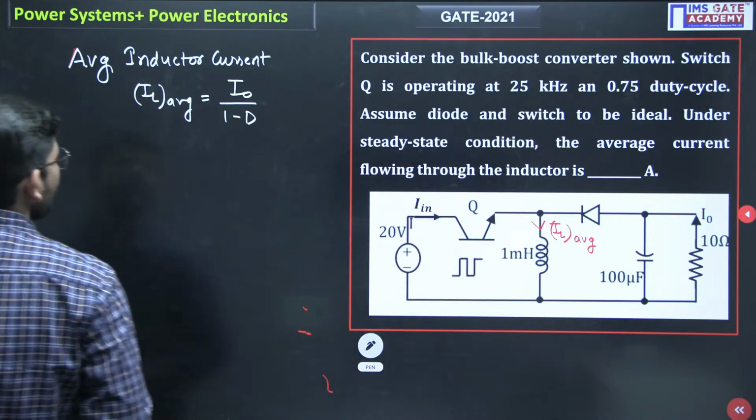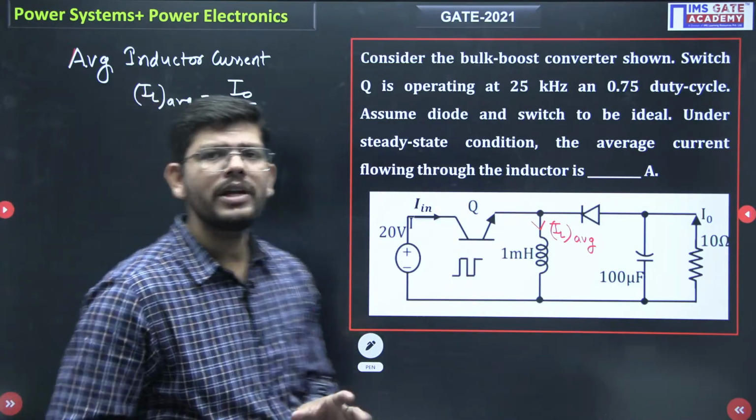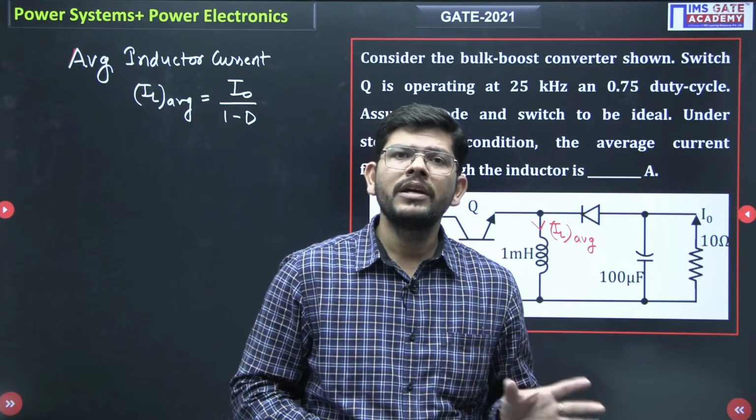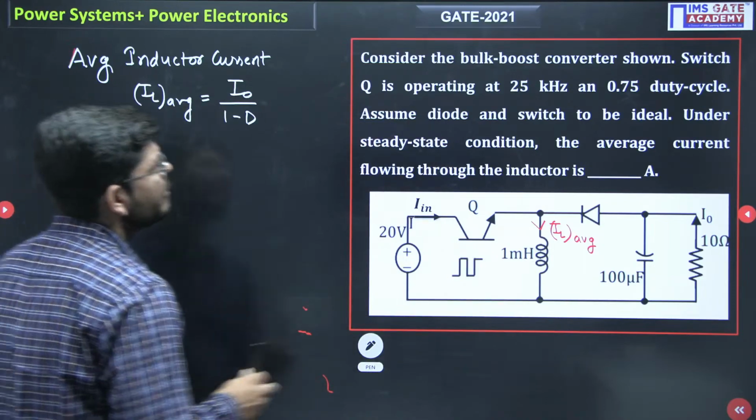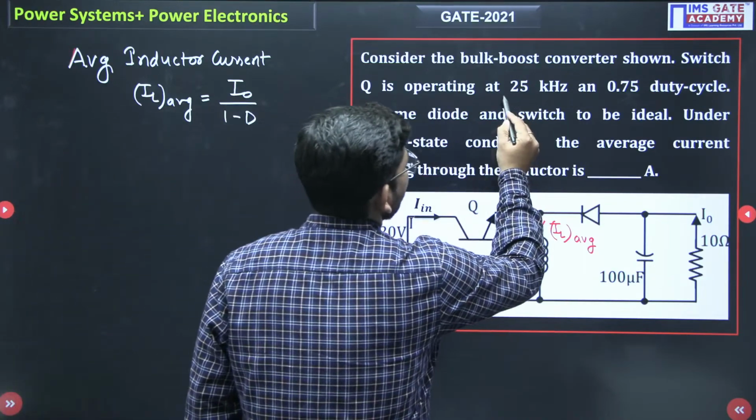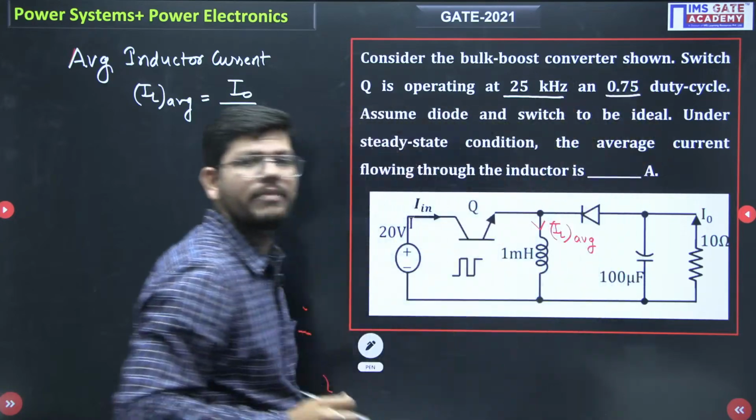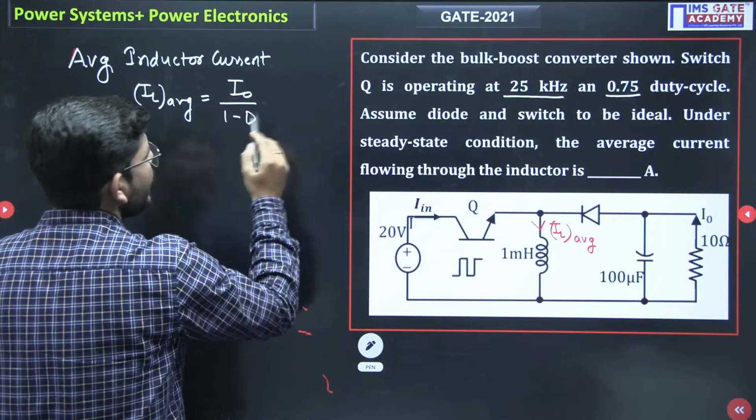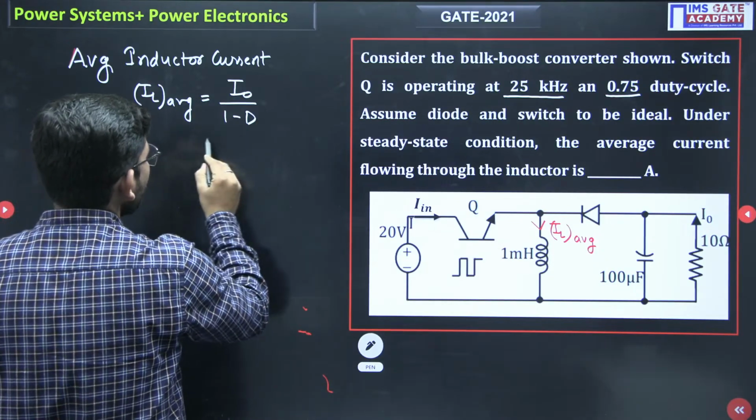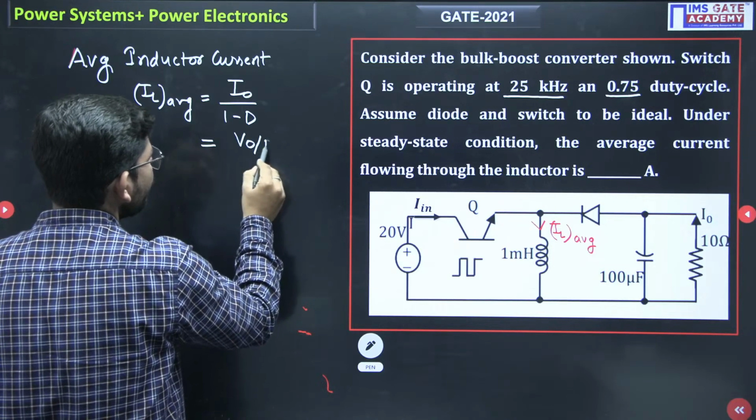Now IL average is I naught upon 1 minus D. So we have to have I naught, and then we will be able to calculate this problem. What has been given to us? The frequency is 25 kilohertz and the duty cycle is 0.75. We only have these two data. We don't know the value of I naught directly, but you know that I naught will be V naught by R.